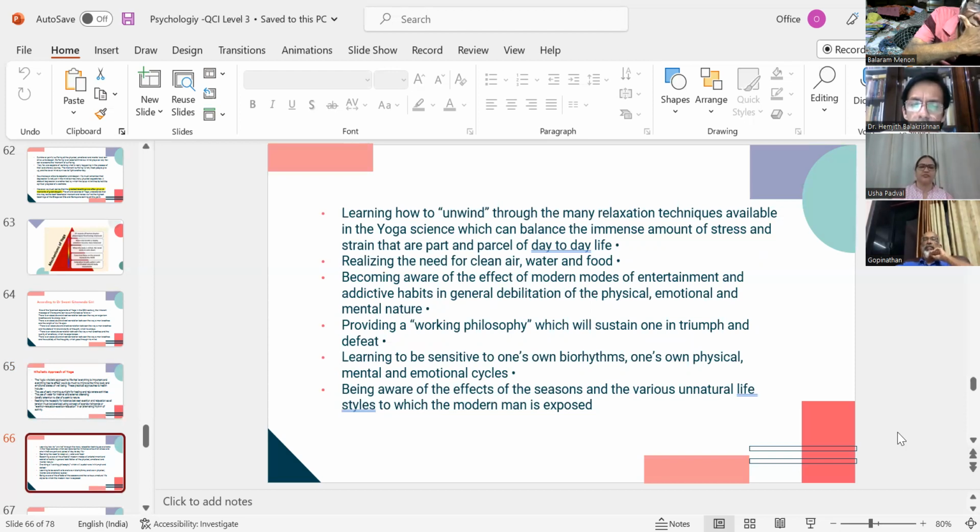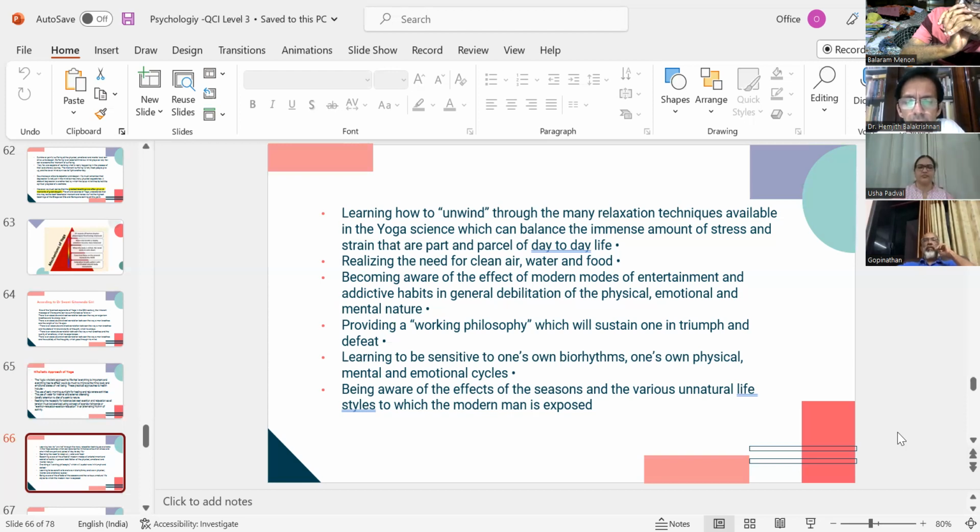Understood? Providing a working philosophy. Yes. Learning to be sensitive to one's own biorhythms. Listen to your own body. There is something called body brain which will tell you what to do and what not to do. Since we are continuously thinking, we are not listening to that. That is very important. Biorhythms, one's own physical, mental, and emotional cycle.